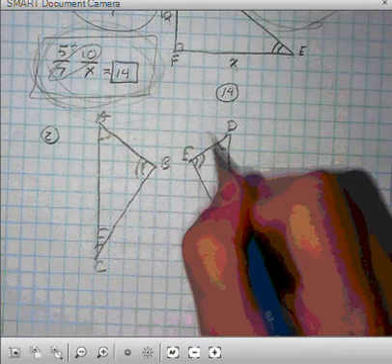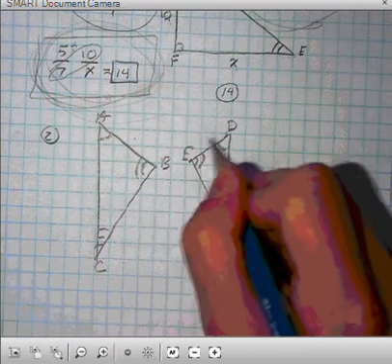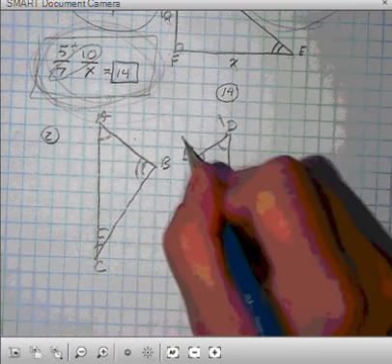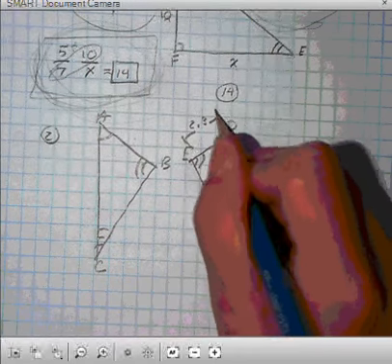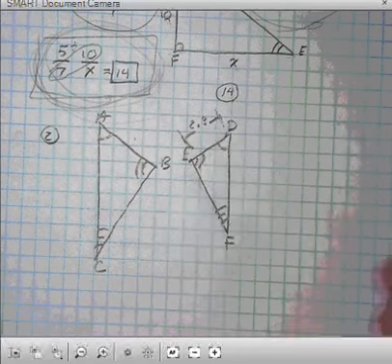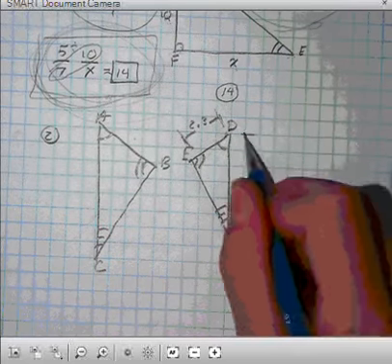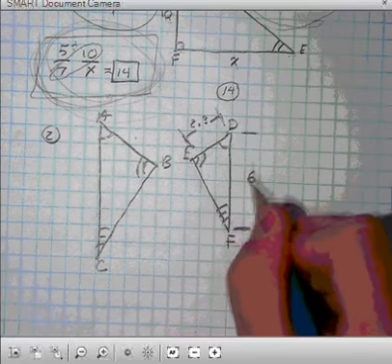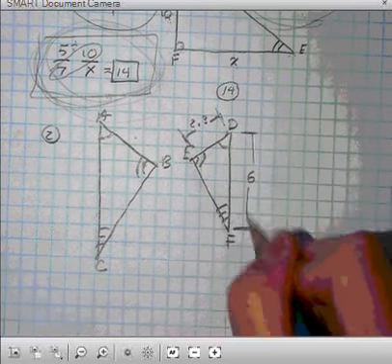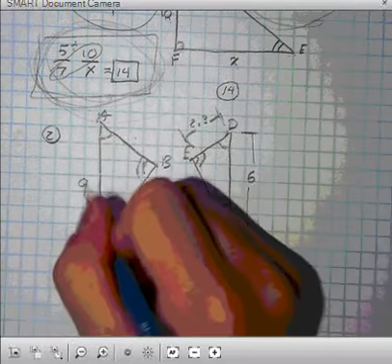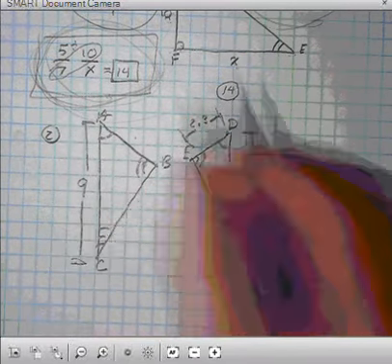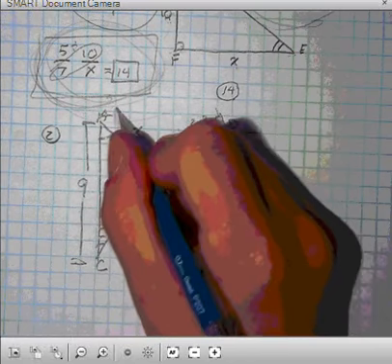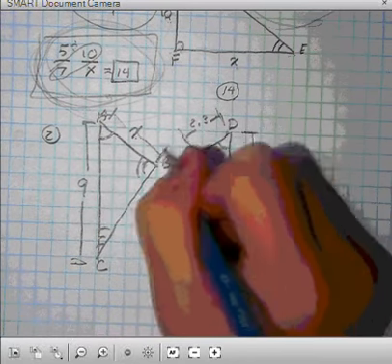Let's say that this measure right here, from here to here, that length is 2.3. The length from here to here is 6. The length from here to here is 9. What is that missing length right there?